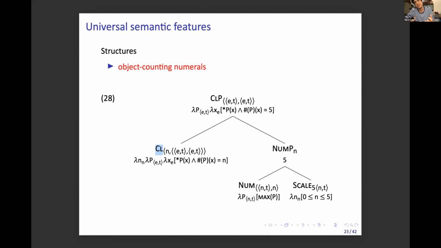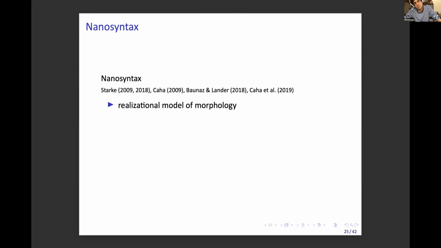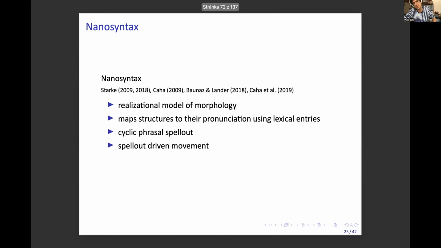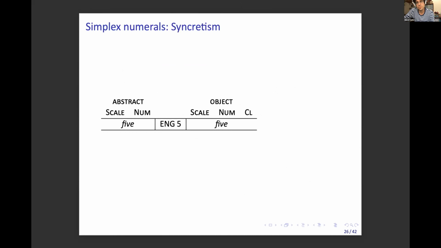And so we will have a mechanism which will basically be a lexicalization procedure. It's an invariant lexicalization procedure that takes these structures as an input, looks into the lexicon, and produces a language-particular output. Okay, and the way we do it is we use the nanosyntax model of spellout, which is a realizational model of morphology. The purpose is to map the structure to pronunciation using lexical entries. We're relying on cyclic phrasal spellout and on spellout-driven movement. I will spare you the technical details of the analysis, but I will try to give you the gist of it. And the gist is here.